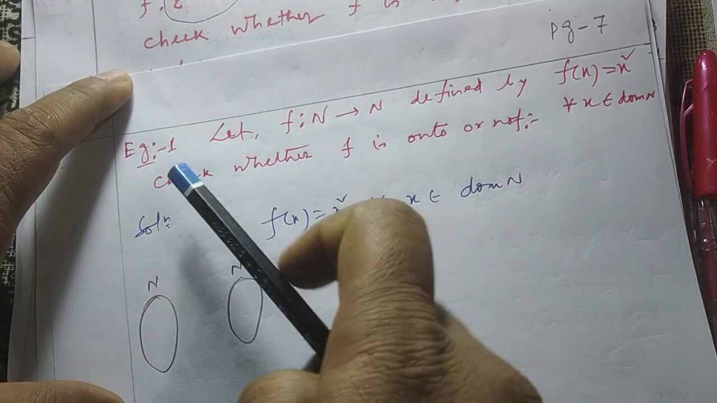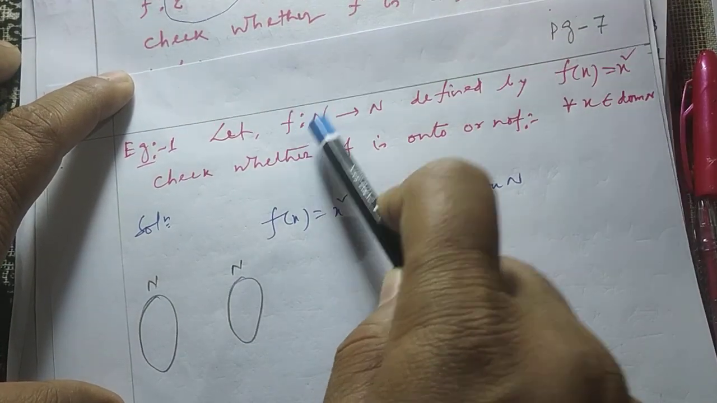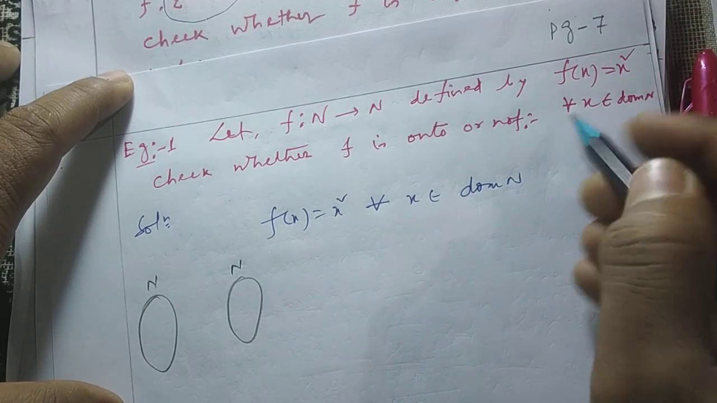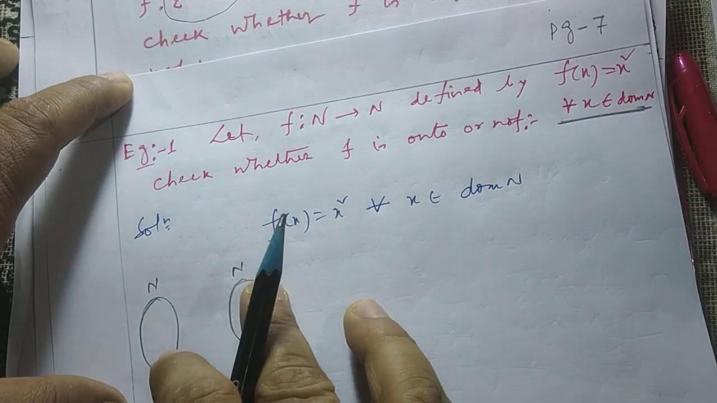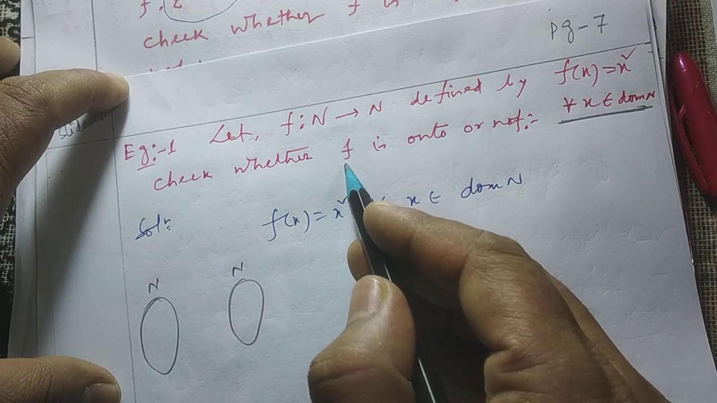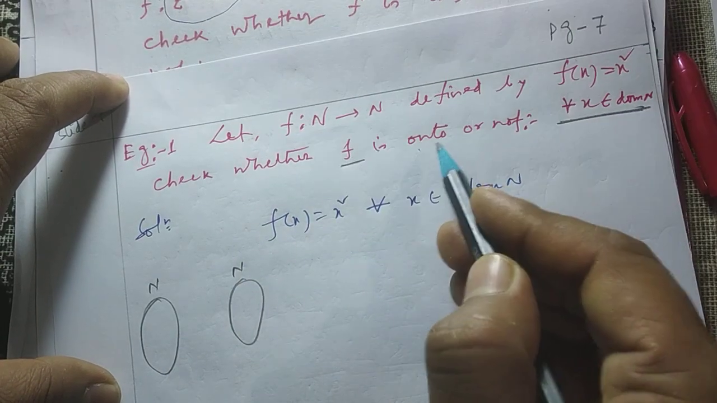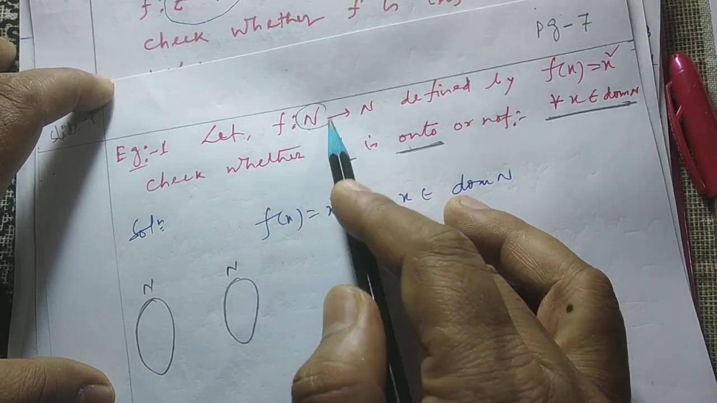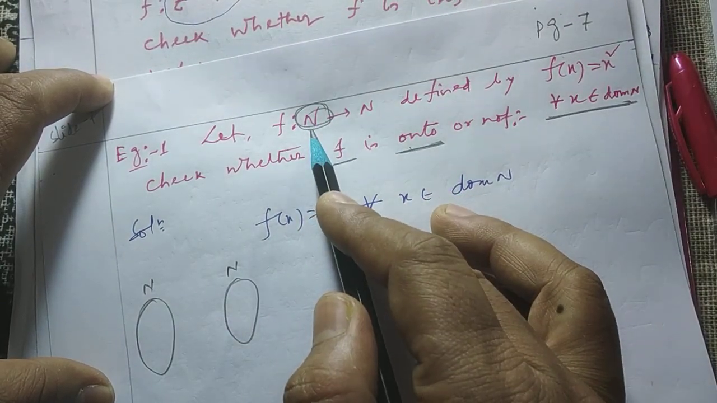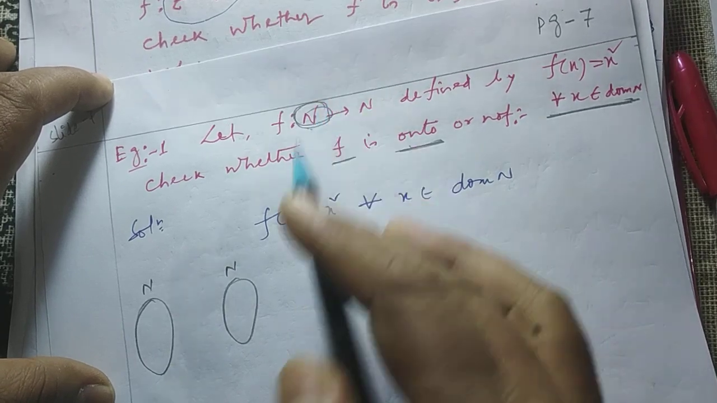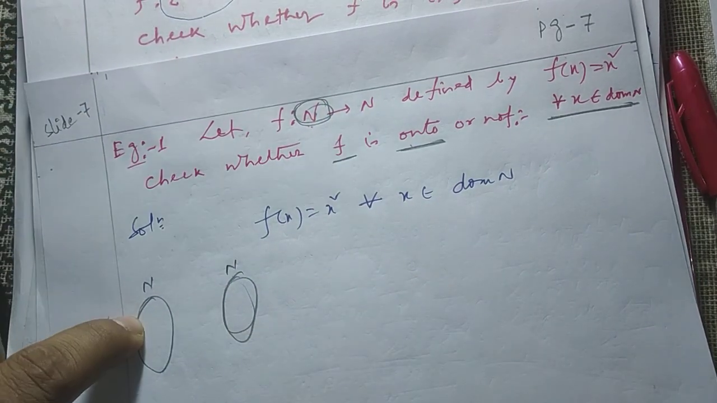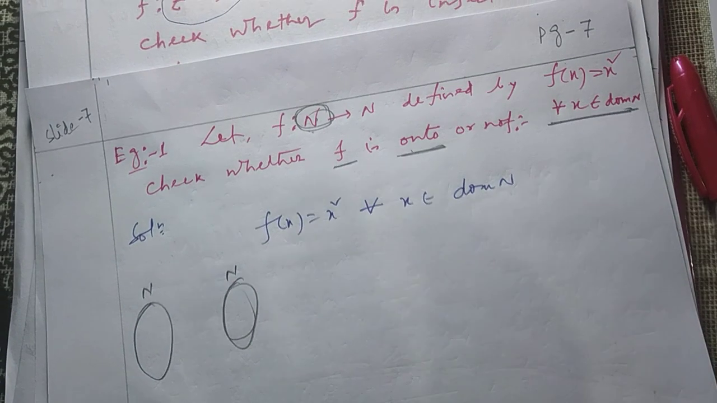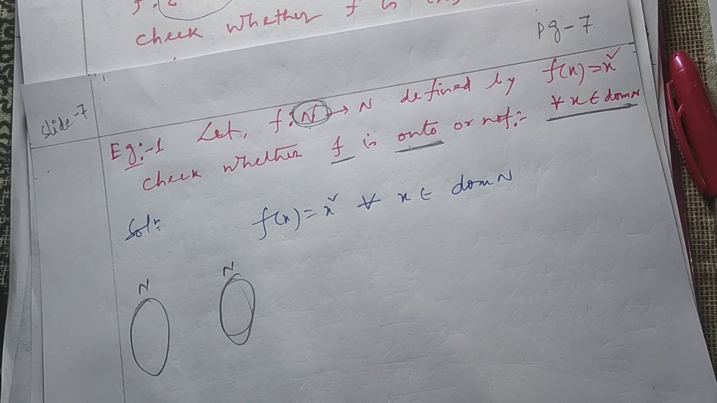What is told here? Let a function f from N to N be defined by f(x) = x square for all x belonging to domain N. Now we have to check whether this f is surjective or not, meaning onto or not. What is the N here? The set of all natural numbers. Here the domain is the natural numbers and the codomain also is the natural numbers. Here domain and codomain both are the natural number set. Now we need to check whether it is surjective or not.